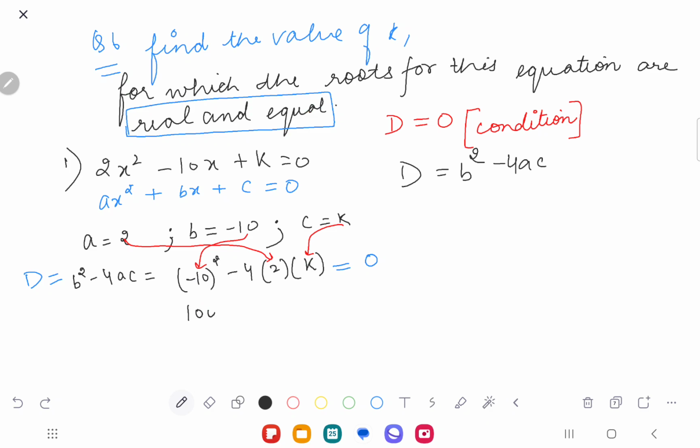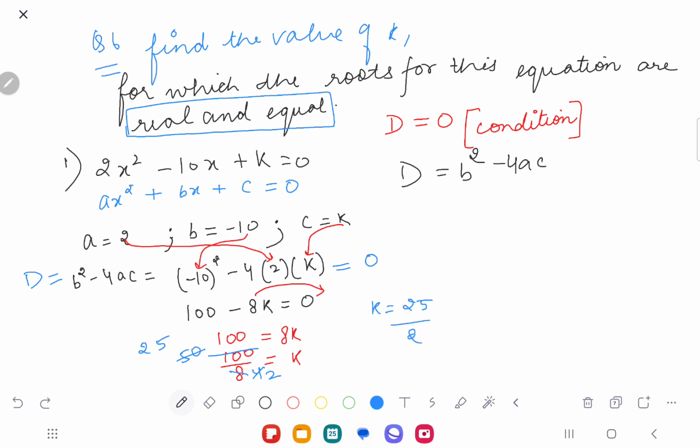So it is going to be 100 minus 8k would be 0. So 8k goes on the other side, it becomes positive. So k would be 100 over 8. Yes or no? 100 over 8, so it is going to be what? 2 times 4 and 2 times 50, 2 times 2 and 2 times 25. So K here would be 25 over 2. Yes or no?